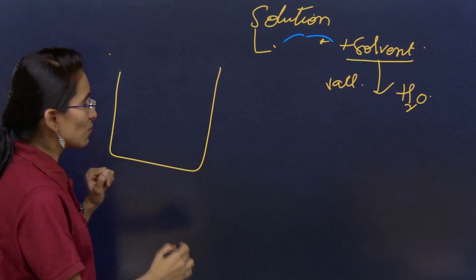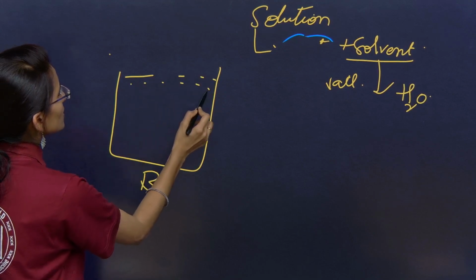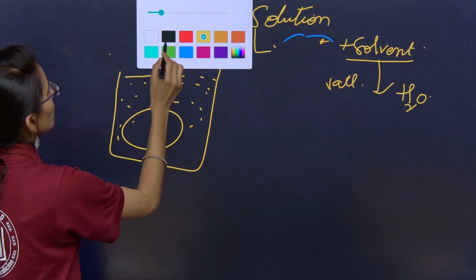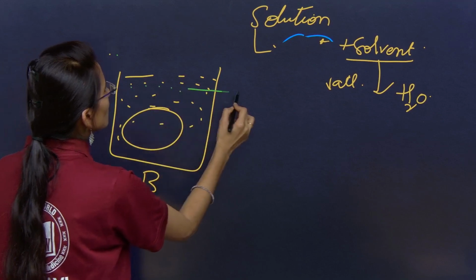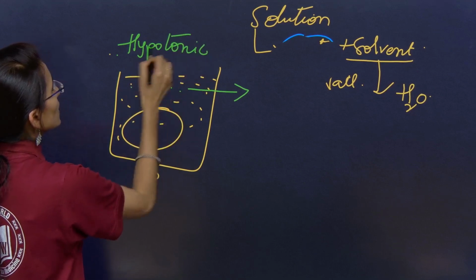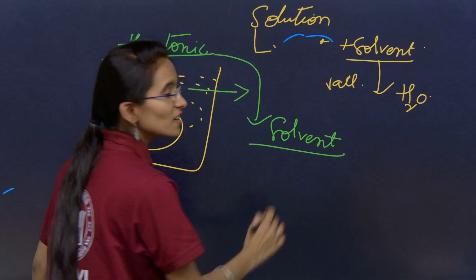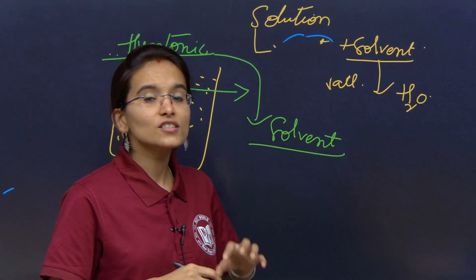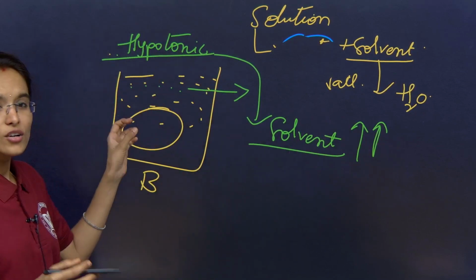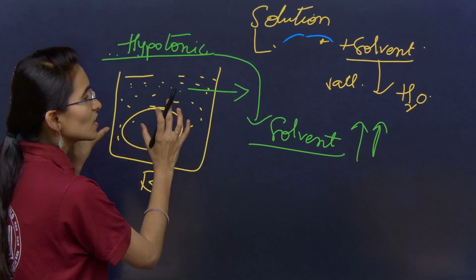Now take another beaker, assume it as beaker B, and here the water concentration, the solvent, is more with respect to the cell. Here it is again a resin. In the hypotonic solution, the solvent is more. Clear? In the first case, the hypertonic solution, the solutes are more, and here the solvent is more. Here we are not going to add any solute molecules. This is just a water medium.